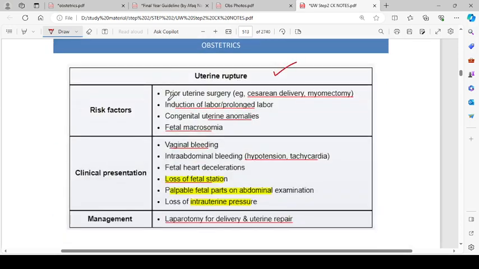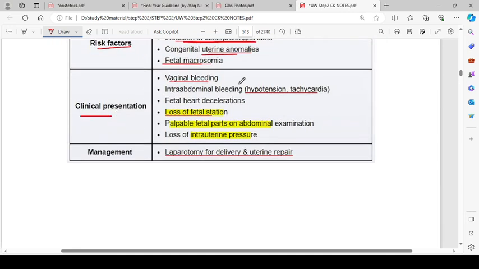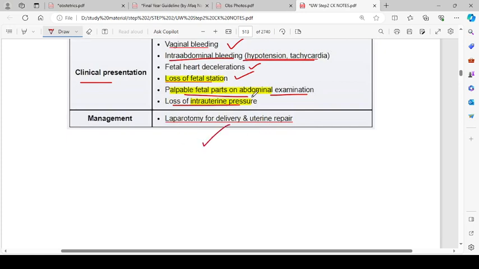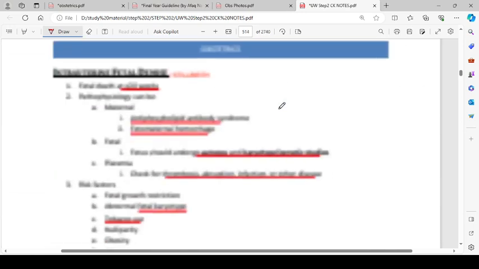Uterine rupture risk factors: prior uterine surgery, for example, cesarean delivery and myomectomy, induction of labor or prolonged labor, congenital uterine anomalies, and fetal macrosomia. The clinical presentation will show vaginal bleeding, intra-abdominal bleeding like hypotension and tachycardia, fetal heart decelerations, loss of fetal station, palpable fetal parts on abdominal examination, and loss of intrauterine pressure. Management is laparotomy for the delivery and uterine repair.